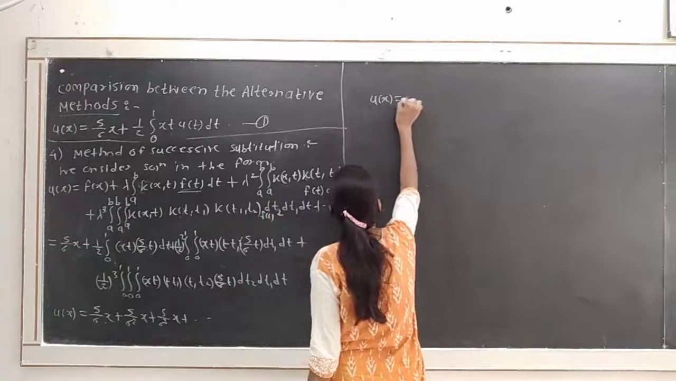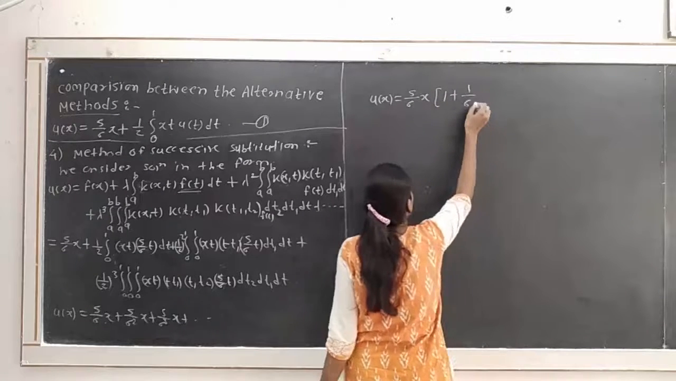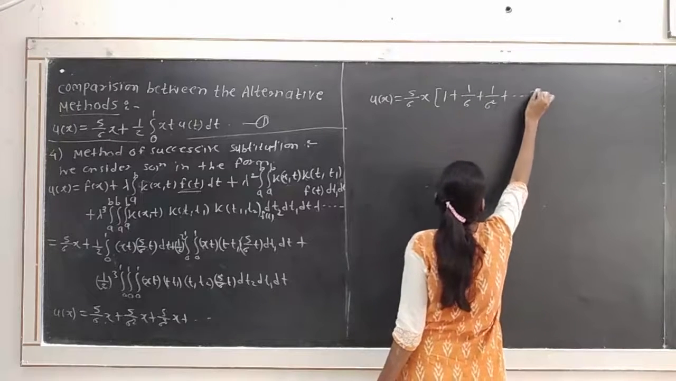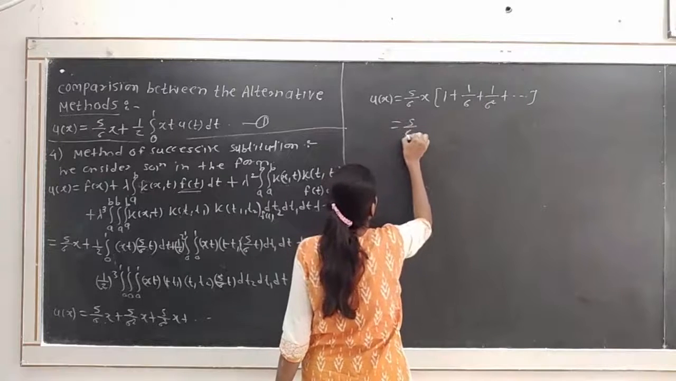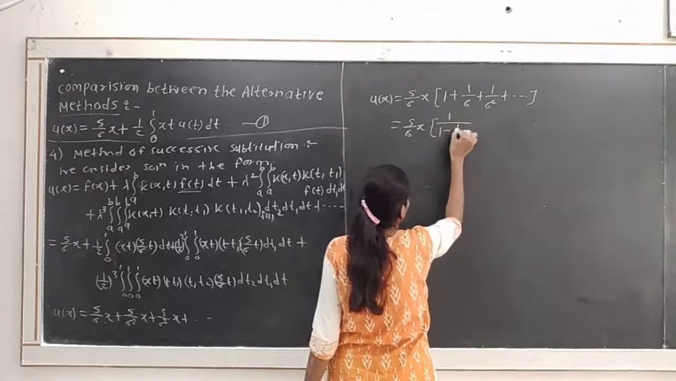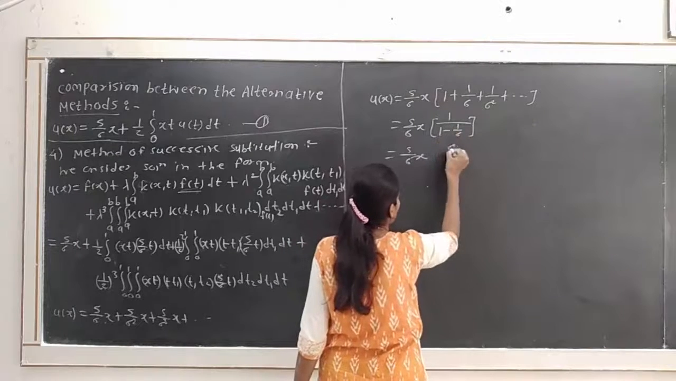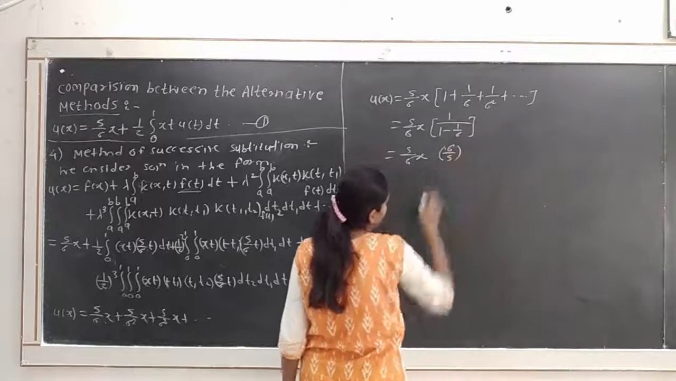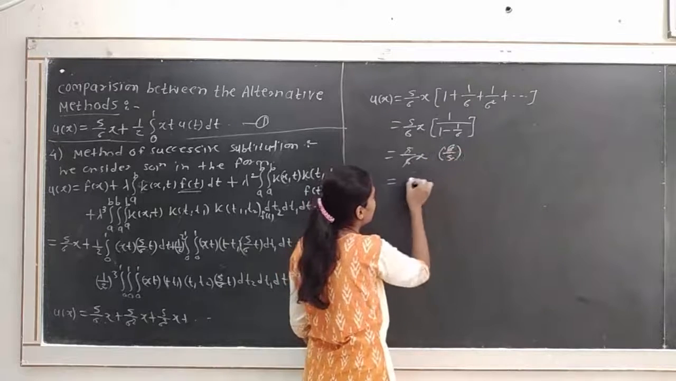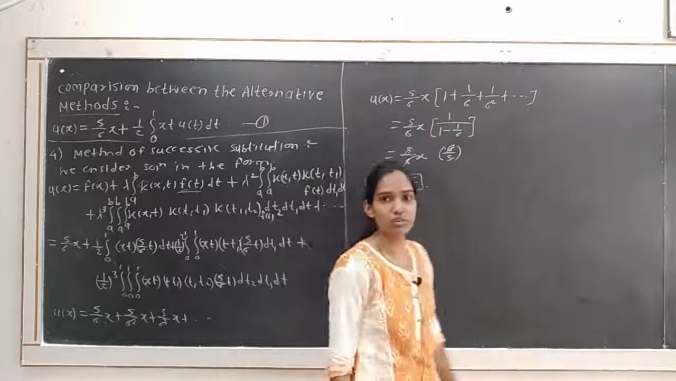So u of x is equal to, again we take 5 divided by 6 into x outside. In the bracket we get the series 1 plus 1 by 6 plus 1 by 6 square plus up to so on. So we get 5 divided by 6 into x, and this is the expansion of 1 divided by 1 minus 1 by 6. So 5 divided by 6 into x, by simplifying, 6 divided by 5. Okay, by taking cross multiplication, we get u of x is equal to x. Okay, so in this way we get the solution.